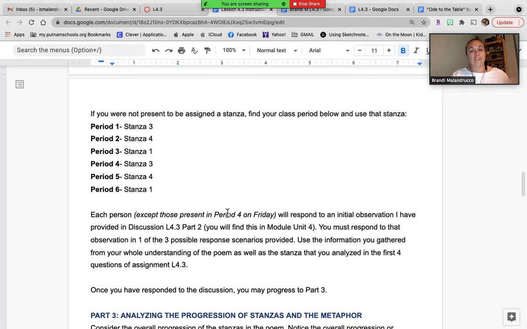Oh, one more thing. If I didn't assign you a stanza, here are the stanzas assigned to those periods. Obviously, other people got other stanzas assigned if you were in class, but if you were not in class and you did not receive an assigned stanza from me, you need to use the stanza that I've assigned your period.